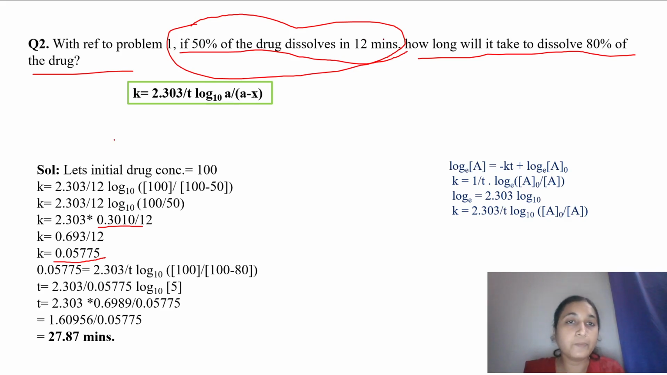Or we can go directly: 50% of the drug dissolved in 12 minutes, so we take the half life. We can go from here also directly, k equals 0.693 upon 12. This also we can use as a formula.